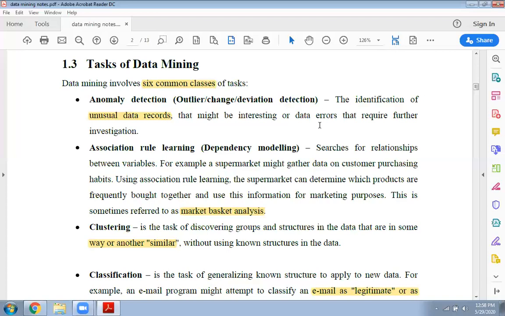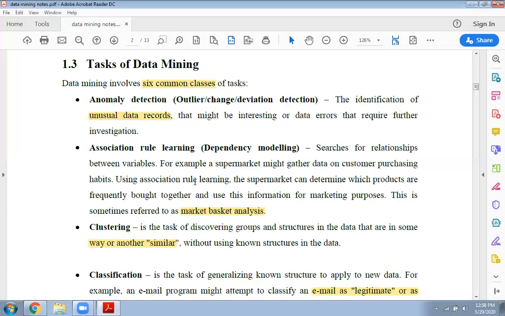So we need to remove such unusual data records and data errors so that our model is good for any kind of prediction. Such anomalies are also known as outliers, change or deviation detection. Basically, they're known as outliers.